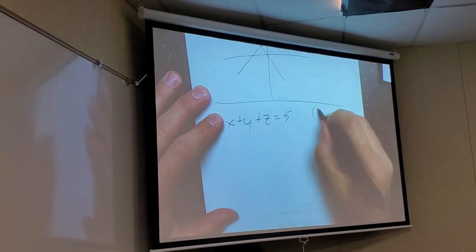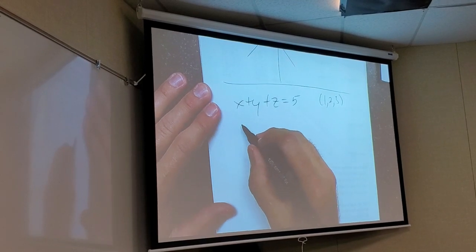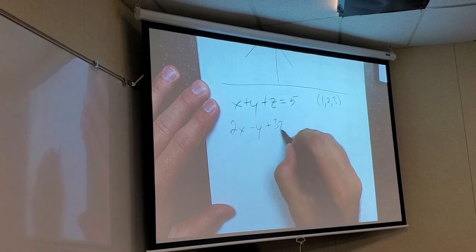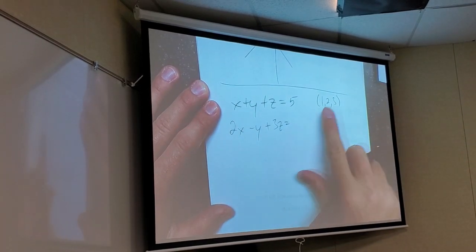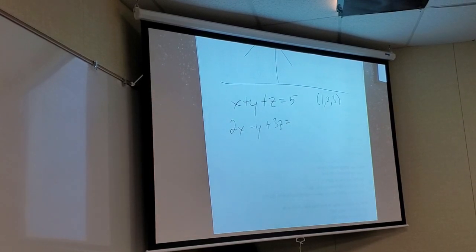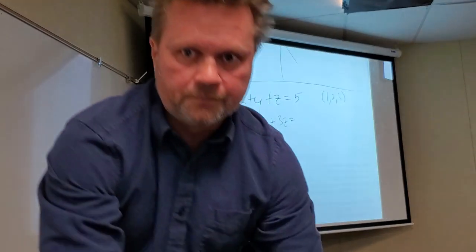So let me do this. Let's say the answer is supposed to be 1, 2, 3. I'm going to make another equation. Now watch this. If I put 2x minus y plus 3z, if the answer is supposed to be 1, 2, 3, can anyone tell me what number I should put there? And of course, this is not what you're going to do. You're going to answer questions that have already been created. But right now, I'm letting you help me make a problem.